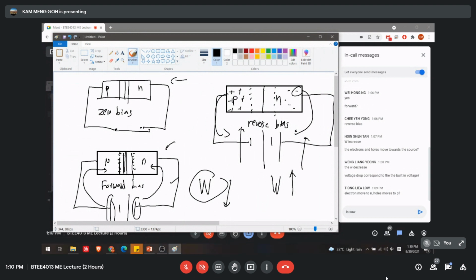So when you have the width decrease, remember that the charge will flow from the high concentration to the low concentration. So here is the high concentration of the P, here is the low concentration of the N. So that's why your P somehow will cross over at the junction here also. In this case, this will cause the current to happen inside here. So this is the concept.